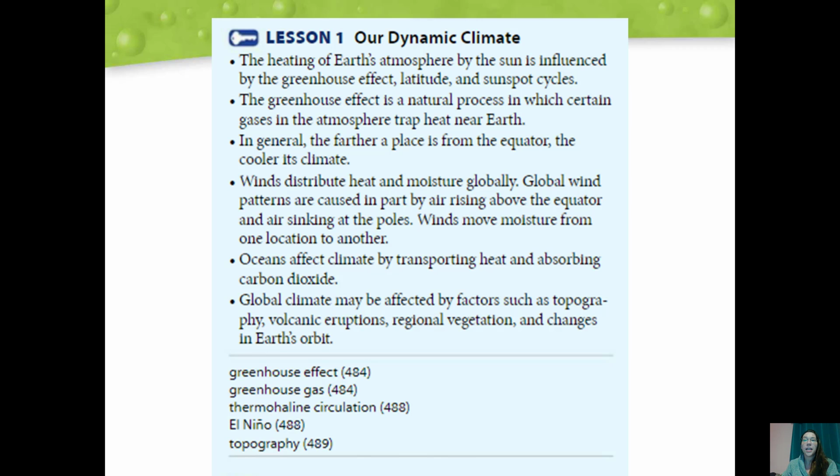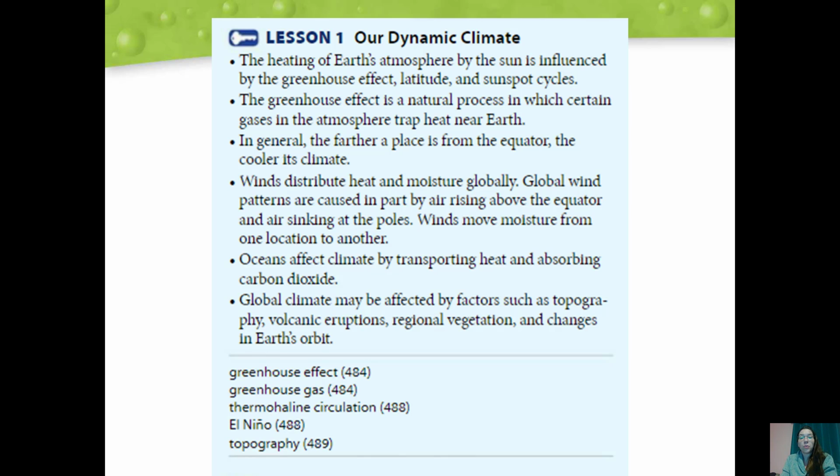All right, on Monday and Tuesday, you should have covered lesson 1, which was 16.1, our dynamic climate. So here we learned the heating of the Earth's atmosphere by the sun is influenced by the greenhouse effect, latitude, and sunspot cycles. We learned the greenhouse effect is a natural process in which certain gases in the atmosphere trap heat near Earth. In general, the farther a place is from the equator, the cooler the climate is.